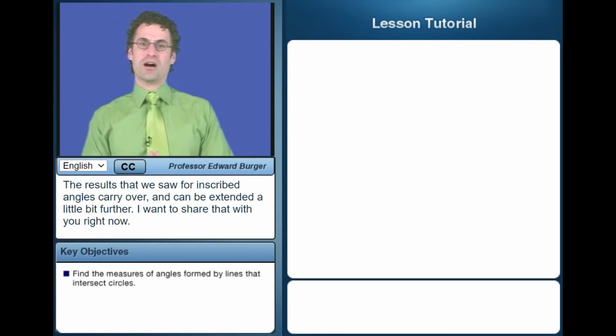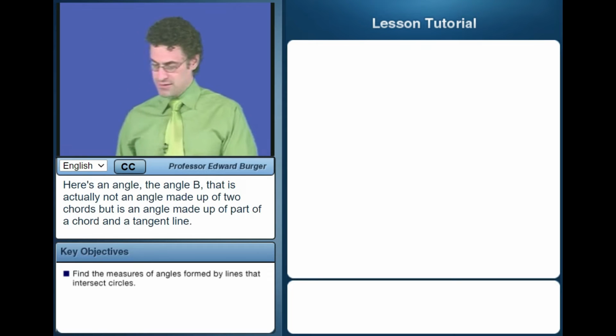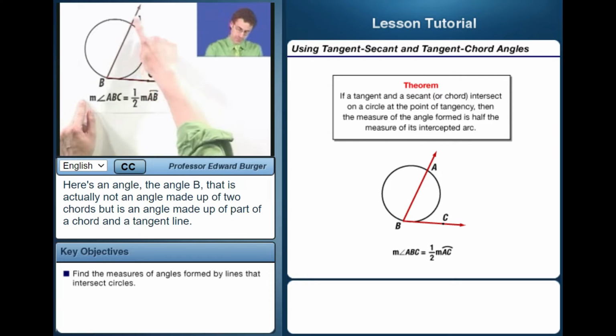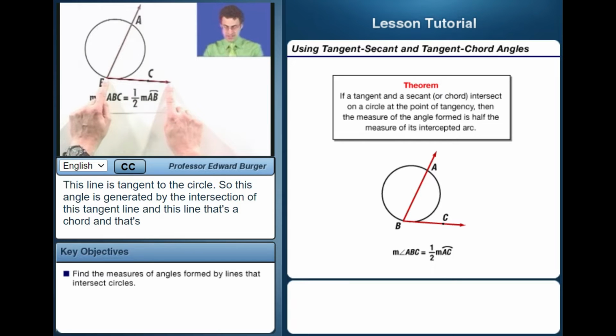You know, the results that we saw for inscribed angles can be extended a little bit further, and I want to share that with you right now. Here's an angle, the angle B, that's made not as an angle made up of two chords, but as an angle made up of part of a chord and a tangent line. So this line is tangent to the circle, and this angle is generated by the intersection of this tangent line and this line that's a chord that's extended outward.